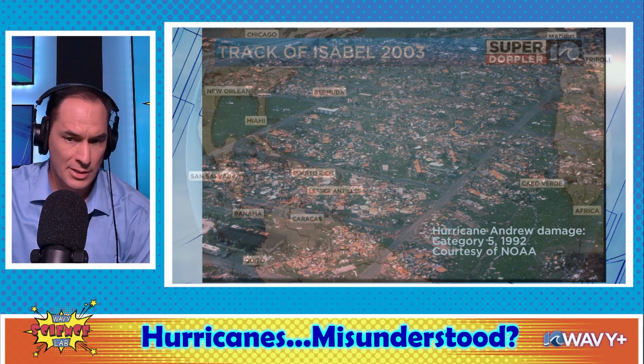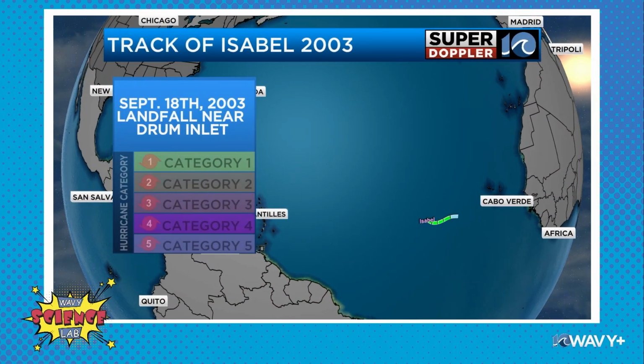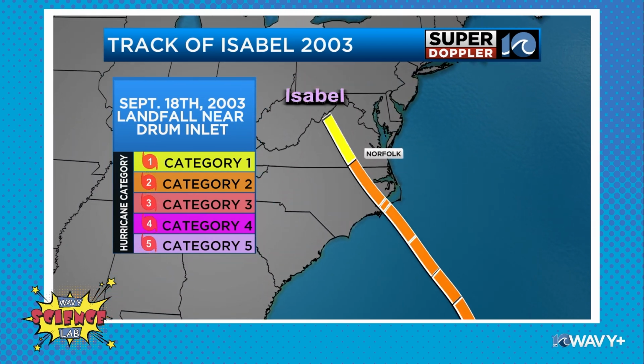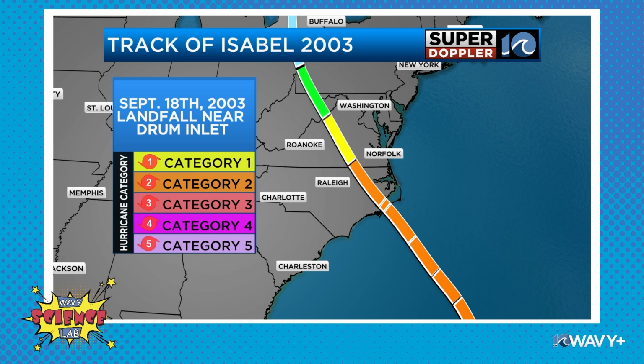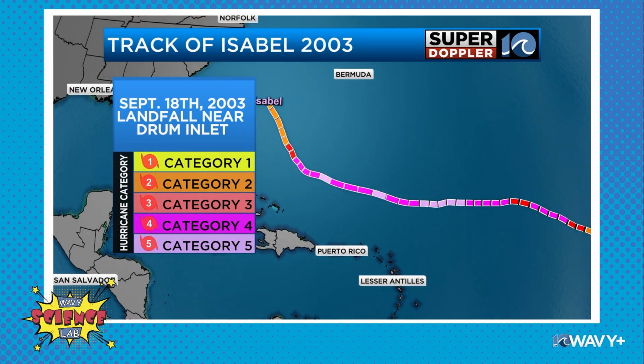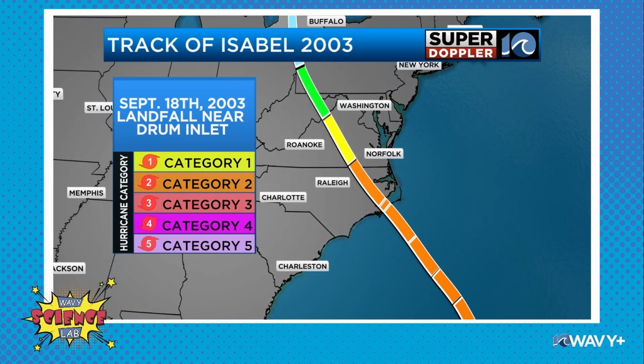So this is the track of Isabel. Pardon me, I changed gears a little bit. So Isabel hit here. That was not nearly as strong. It was a Category 2. I believe it was a Category 5 out at sea at one point. Let's back it up a little bit. Yeah, so it was a Category 5 at one point, but then as it got closer, it became a Category 2, made landfall, and then we had a lot of problems here in Hampton Roads from that. That was the year before I got here, but boy, everybody talks about Isabel.